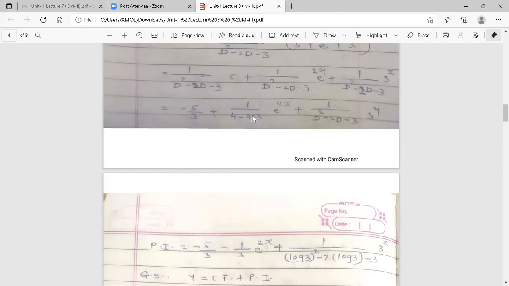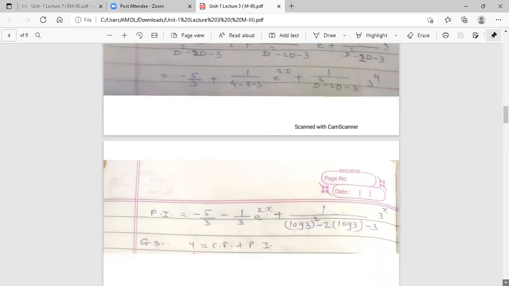Now simplification of the second term: 4 minus 4 is 0, minus 3 is the non-zero term. So 1 upon minus 3, so minus 1 by 3. This function e to the power 2x as it is, plus replace every d by log of 3: log of 3 whole square minus 2 into log of 3 minus 3, 3 raised to x. So this is the PI for the given LDE.